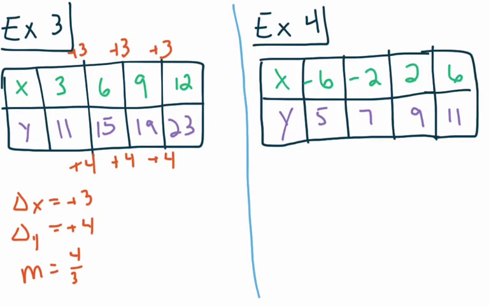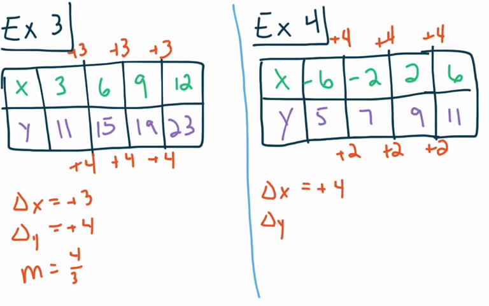For our last example, we have x values of -6, -2, 2, and 6, and y values of 5, 7, 9, and 11. So searching for the change in x, or delta x value, we should see that all the x values were going up by 4 to get from one value to the next. So we keep on adding 4. And then for the y values, when we look at those, we should see that we're going up by 2 each time. So again, delta x is equal to plus 4.